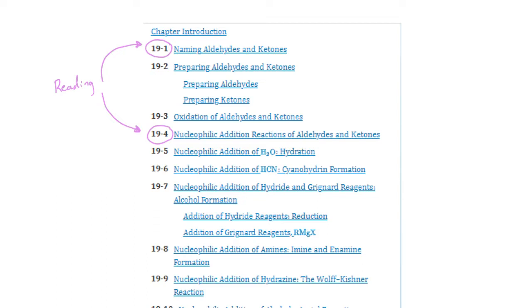And we're going to start here in 19-2, which is about the reactions that we can use to prepare both aldehydes and ketones. The most straightforward method that we have for preparing aldehydes is by oxidation of primary alcohols. As we learned in our study of alcohols, we found that it was necessary to use selective oxidants in order to oxidize primary alcohols and stop at the aldehyde stage.